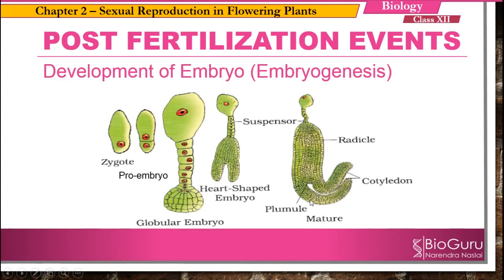Now let us study the development of the embryo. Development of the embryo from the zygote is called embryogenesis, or it is also known as embryogeny. The embryo develops at the micropylar end of the embryo sac where the zygote is situated. Most zygotes divide only after the formation of endosperm. This is an adaptation to provide assured nutrition to the developing embryo. So here the zygote gives rise first to the proembryo, then the globular stage, then the heart-shaped stage, then the mature embryo.